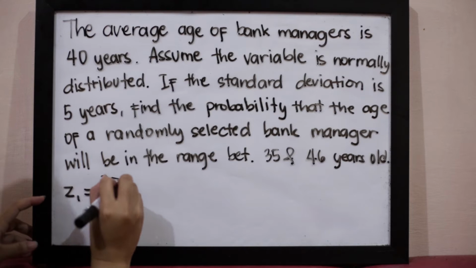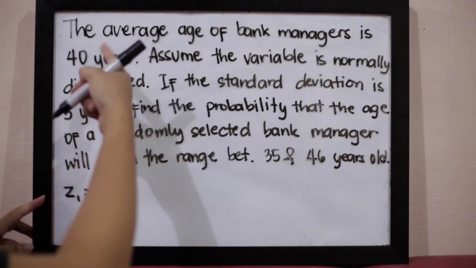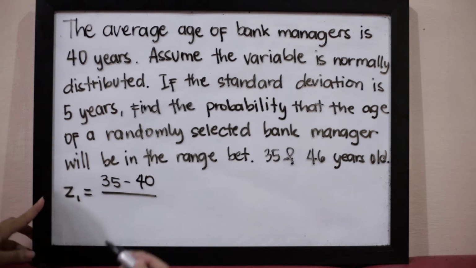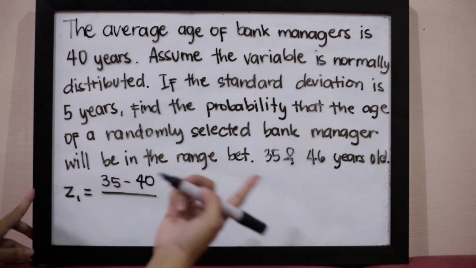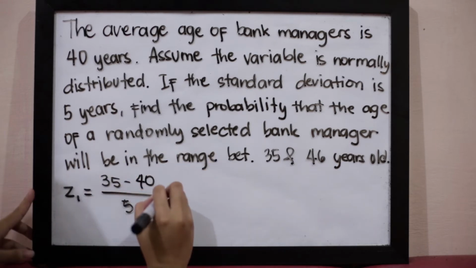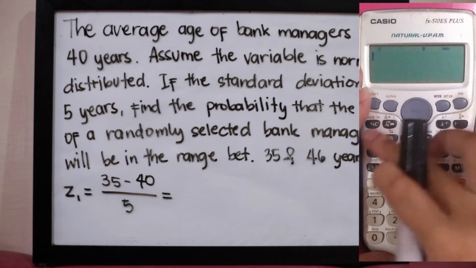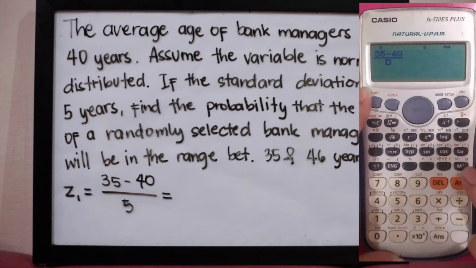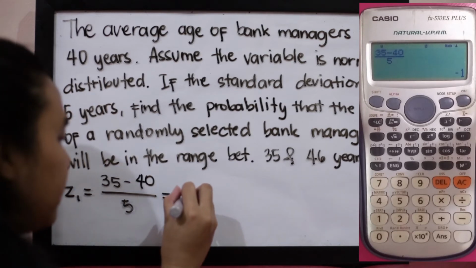35. 35 minus, what is the average? The average is 40 years, stated in the first sentence. So, 35 minus the mean, 40, all over the standard deviation. In the third sentence, it is stated that the standard deviation is 5. So, 35 minus 40 all over 5 in your calculator is equivalent to negative 1.